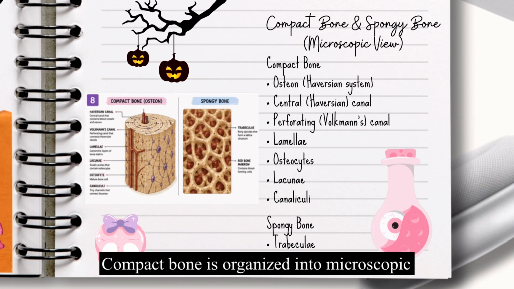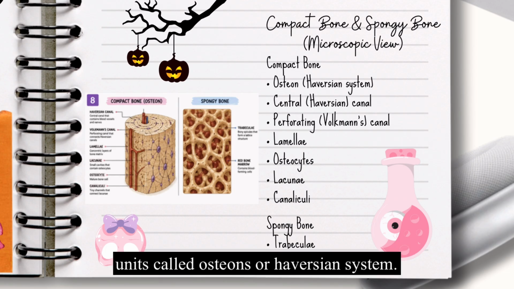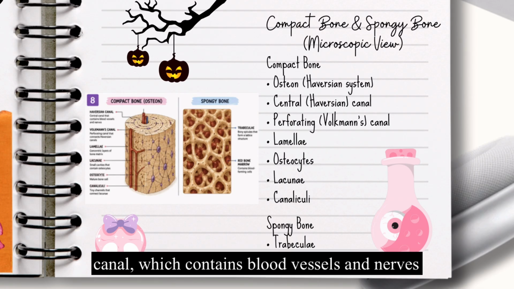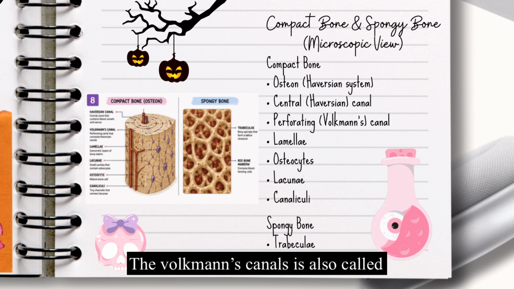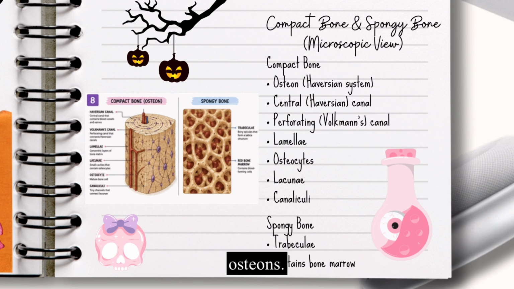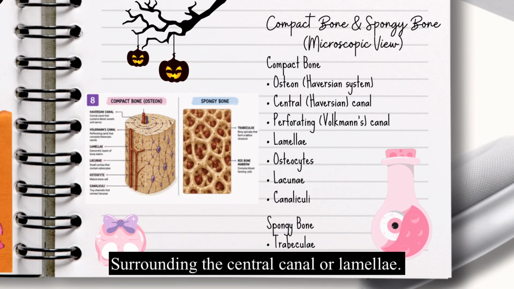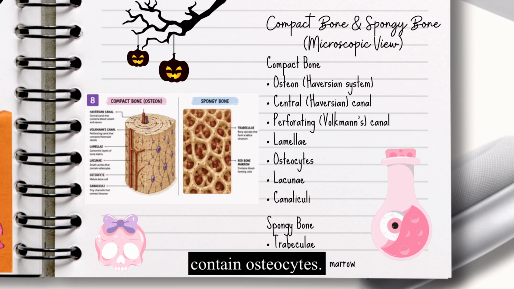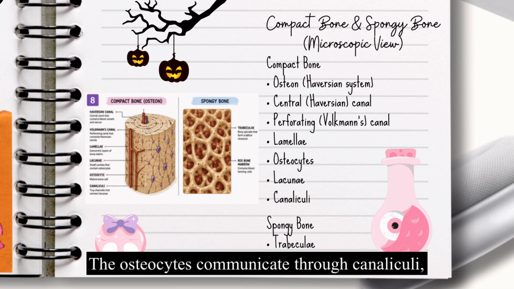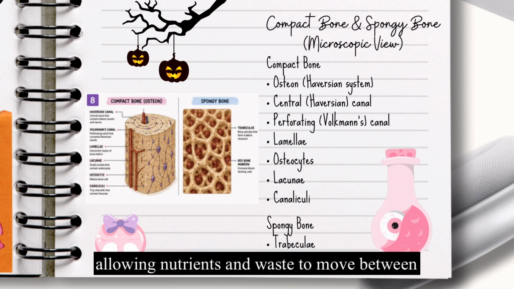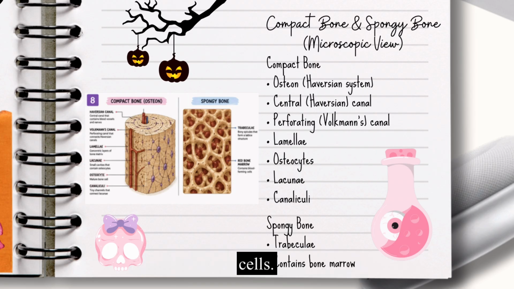Compact bone is organized into microscopic units called osteons, or Haversian systems. The center of each osteon is the Haversian canal, which contains blood vessels and nerves. The Volkmann's canals, also called perforating canals, connect neighboring osteons. Surrounding the central canal are lamellae. Between these layers are lacunae, which contain osteocytes. The osteocytes communicate through canaliculi, allowing nutrients and waste to move between cells.